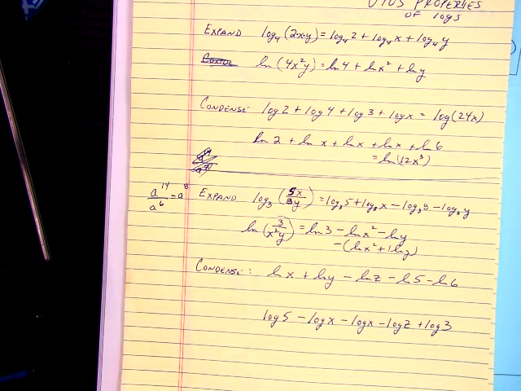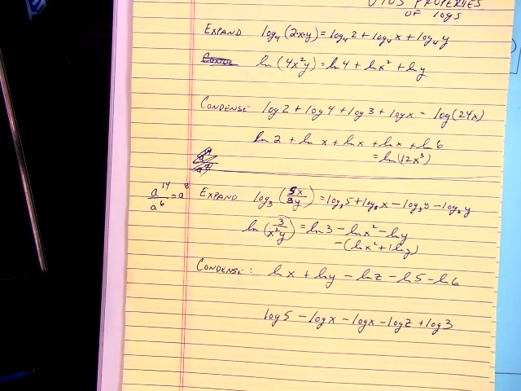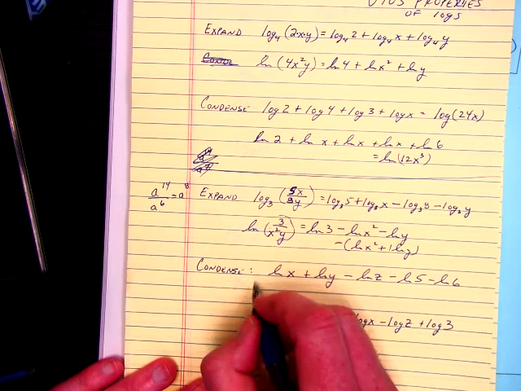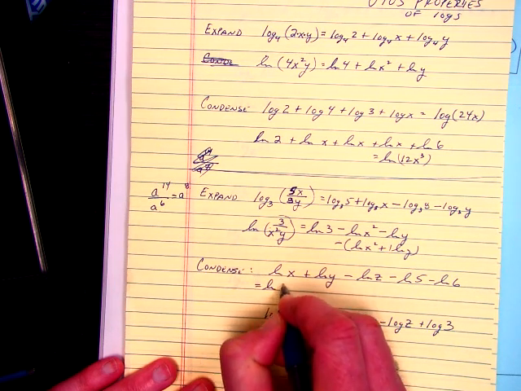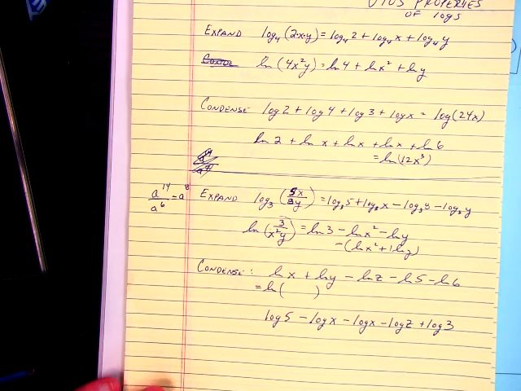Okay? All right, so there we expanded. Now we're going to condense. All right, since these are all natural logs, I know it's going to be a natural log, and I'm going to take everything that's positive and put it on the top.